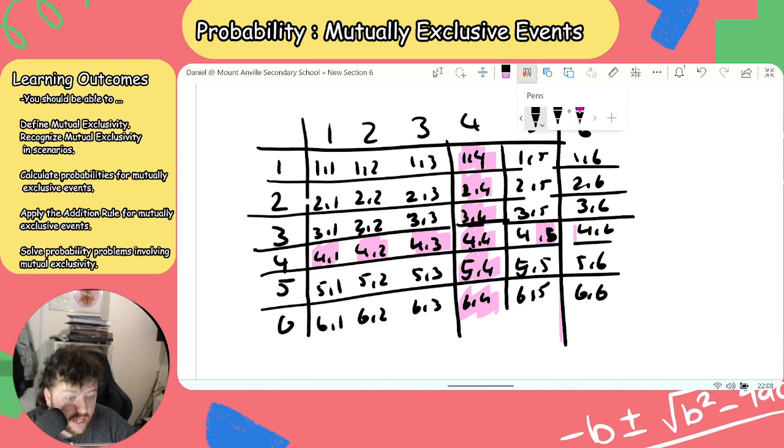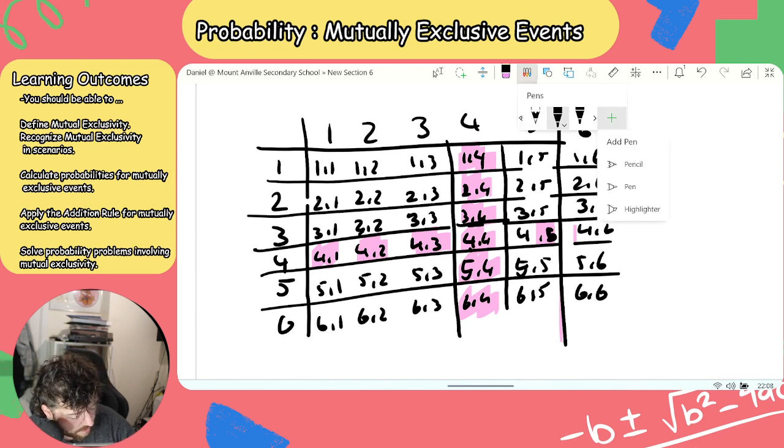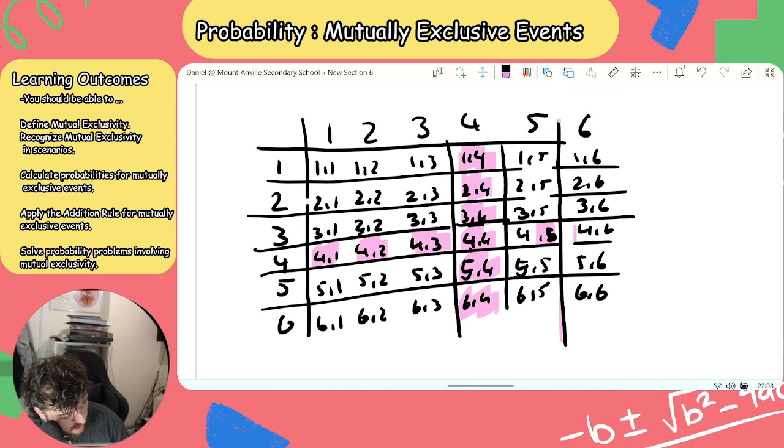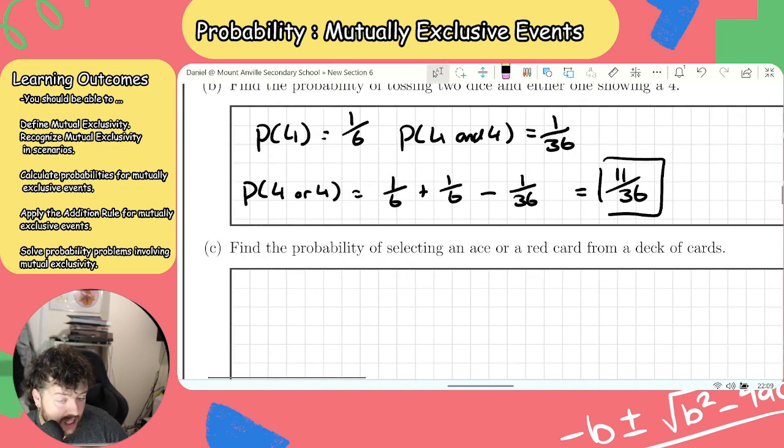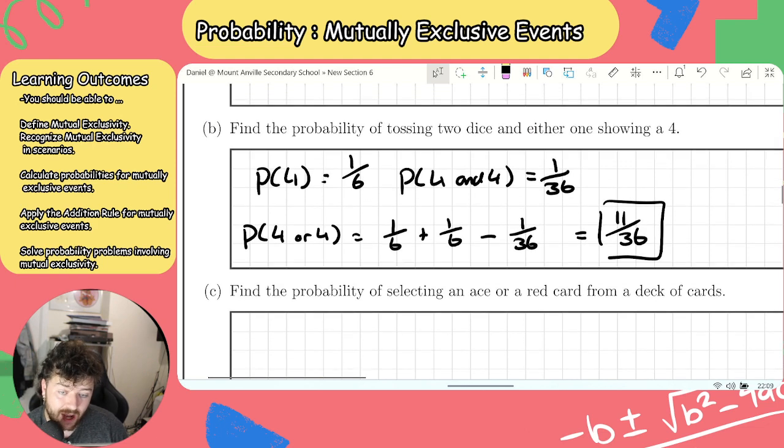Then if you were to highlight all of them here, you have, again, like I said, 1, 2, 3, 4, 5, 6, 7, 8, 9, 10, 11. You have 11 possible outcomes there. So probability of getting at least one 4 is 11 out of 36. And that does check in with what I got there.